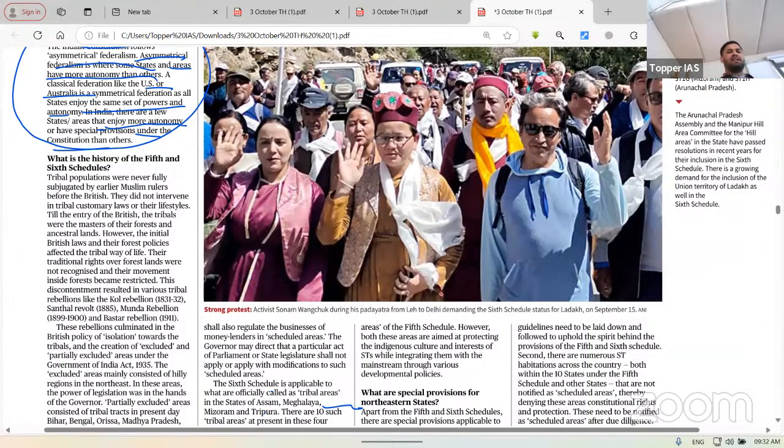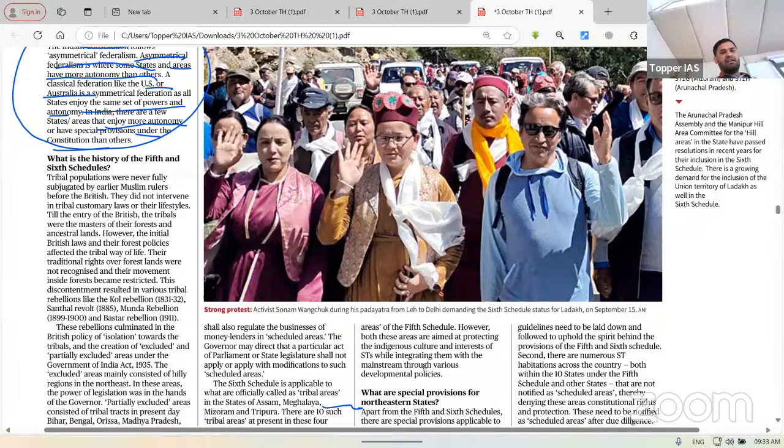So tribal populations were never fully subjugated by earlier Muslim rulers before the British. They did not intervene in tribal customary laws or their lifestyles. What does it mean? We had Muslim rulers like the Delhi Sultanate and mainly the Mughals. They are comparing to the Mughals, at the time when the British arrived in India, there was Mughal rule in India. But the Mughals never interfered in tribal matters. Understanding this? They did not intervene in the internal affairs, or try to violate the customary laws of the tribal people. But what happened when the British came?